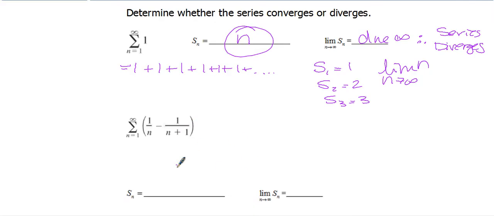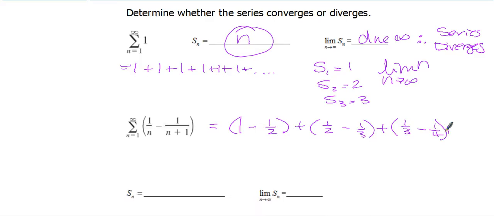Okay, let's take a look at this one down here. Let's list out a few terms to start with. Okay, if I start with 1, I get 1 over 1 minus 1 over 2. Okay, the next one, I get 1 over 2 minus 1 over 3. Okay, now I plug in 3, I get 1 over 3 minus 1 over 4. Okay, and hopefully you can start to see a pattern here.